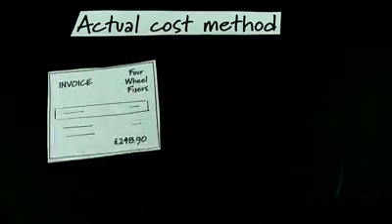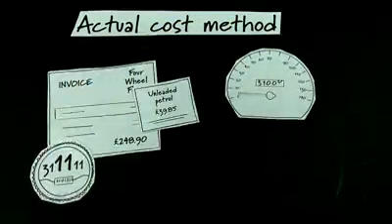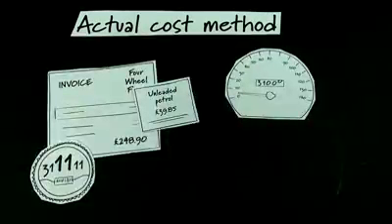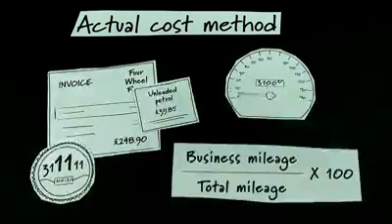Katsu must keep a record of all his motoring costs. To use this method, Katsu must first make a note of his mileage reading at the start and end of his accounting period. He will have kept a record of his business mileage for that period, which is 3,500 miles. He uses this information to calculate the business proportion of his motoring costs.